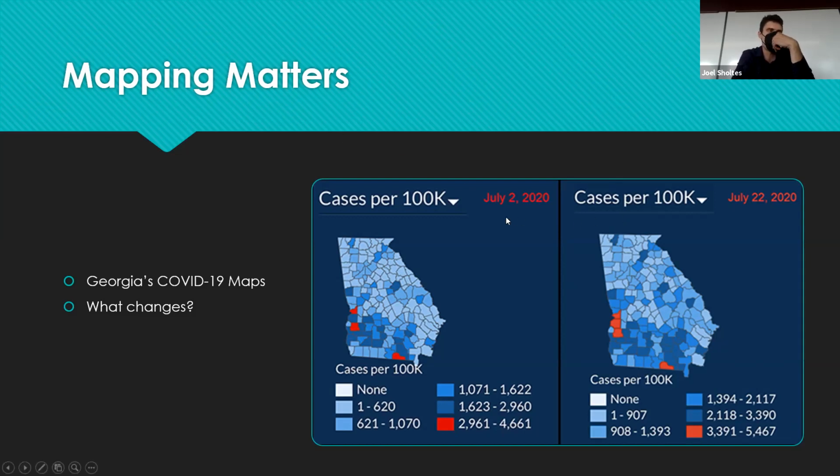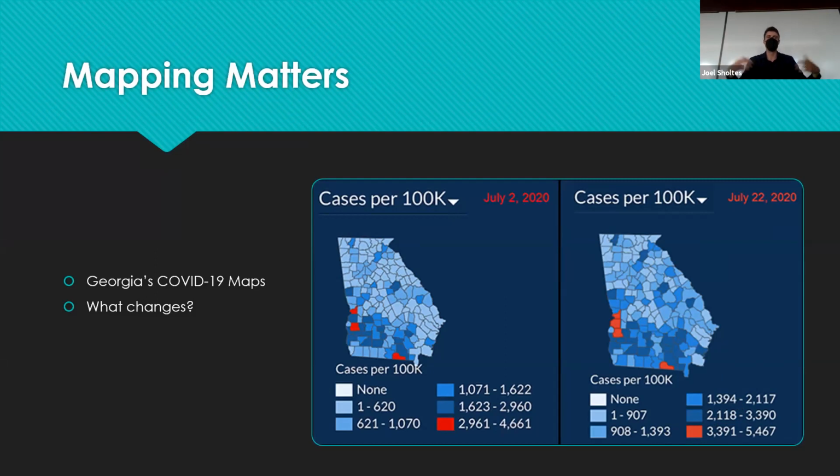So this is a real map from Georgia's public health department. So in July 2nd, this was their map, and then July 22nd, 20 days later, they changed the way they show colors. And so if you were to compare one map to another to say, how is COVID doing in Georgia? You wouldn't think there was a big difference, but maybe there was a big difference, right? And so they're kind of obfuscating or hiding those changes by changing the color scheme. Maybe it was not intentional.